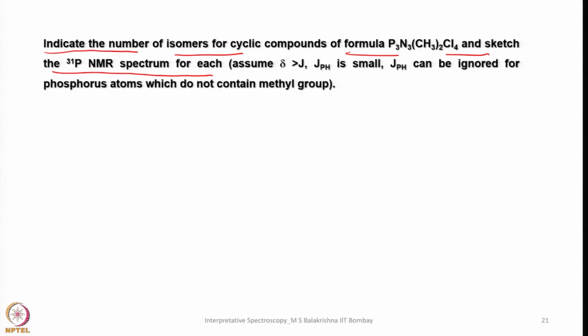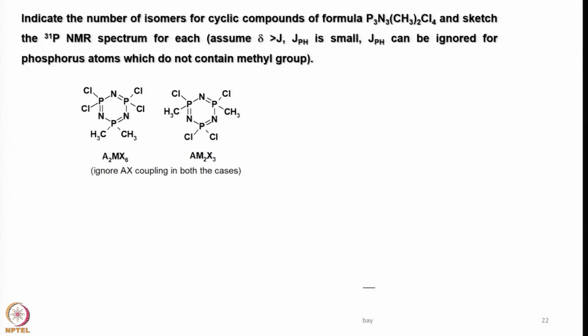It is straightforward. We have to identify how many different types of phosphorus environments are there in a given isomer. So here only 2 isomers are possible, either having both the methyl groups on one phosphorus, or the 2 methyl groups distributed on 2 different phosphorus. Since we only have 2, either we can have this possibility or this possibility. And in this one, if you are considering protons also, it would resemble an A2MX6 spin system, or here it would be an AM2X3 spin system.